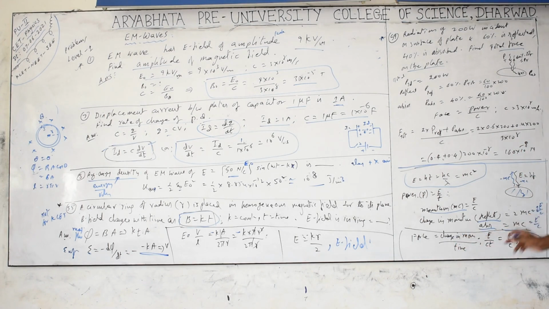So what about the force exerted on this plate? Force is equal to change in momentum by time. That means 2mc by t for reflected, or mc by t for a black body, which absorbs. If both are there, you have to take this plus this. Some reflected, some absorbed, means you have to combine 2mc by t and mc by t.